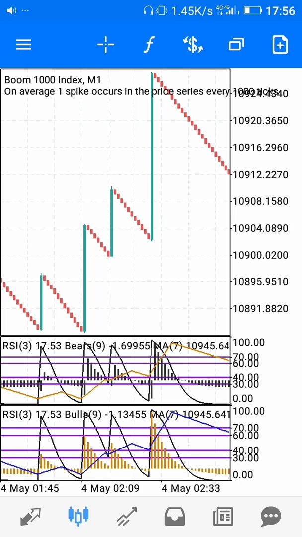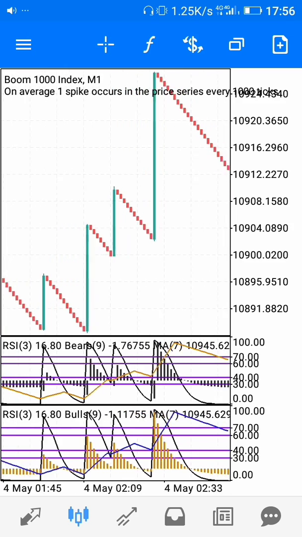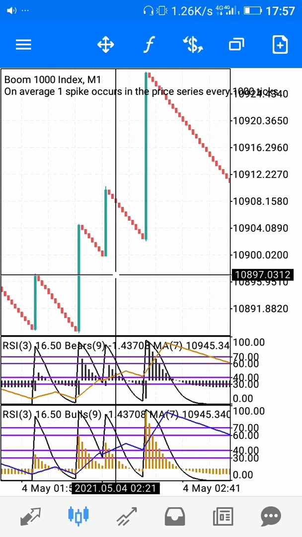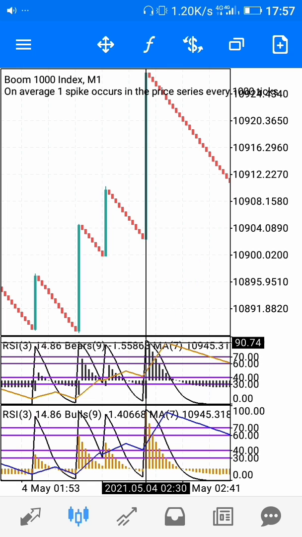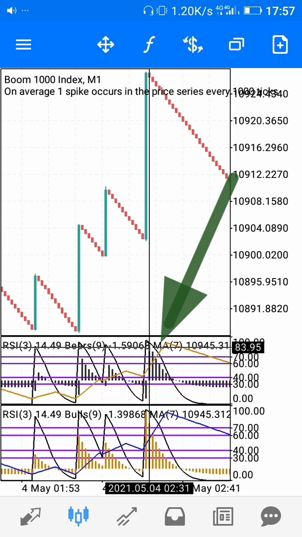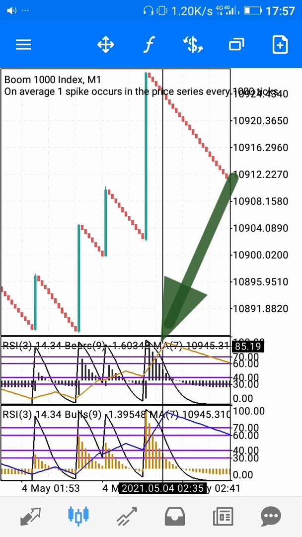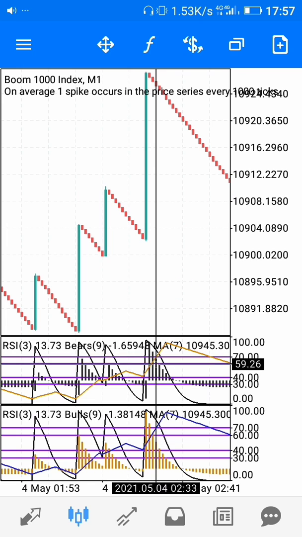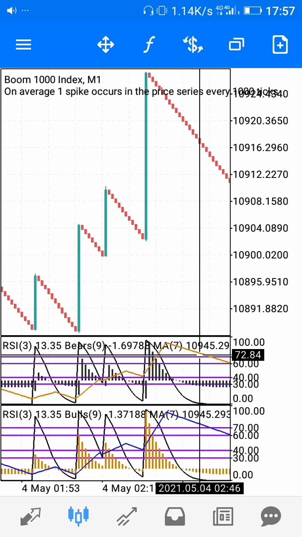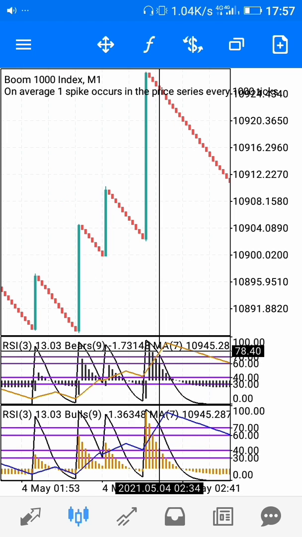Now here are the conditions for you to sell on boom 1000. The first condition is that there must be a crossing between the black relative strength index and the gold moving average. Remember, this is boom and we're looking at the first indicator window. The crossing must be at or above the 70 level of the relative strength index.